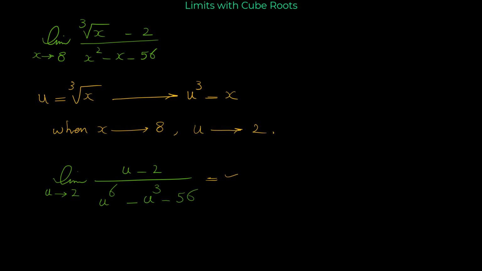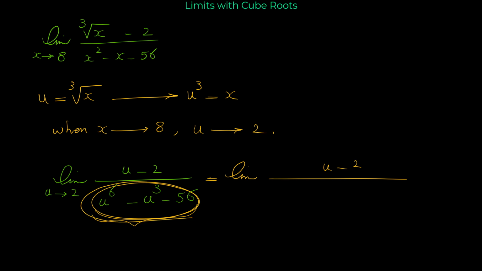For finding this limit, it should be clear that we have to work on the denominator, because the numerator is a simple expression. This is like a quadratic expression, but the difference is that instead of x to the 2 and x, we have u to the 6 and u to the 3, but it is like a quadratic expression. How do we factor quadratic expressions? Usually we put two brackets for factoring quadratics.